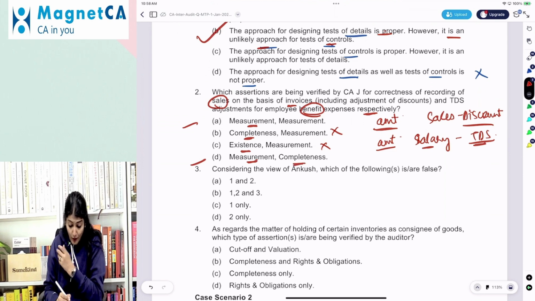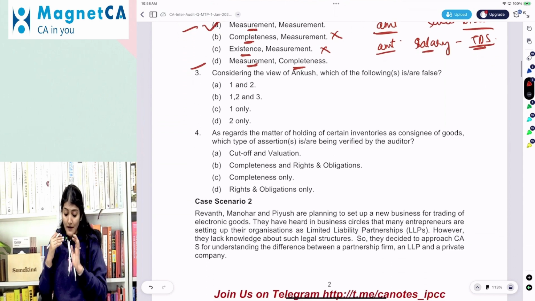They are not talking about all. So that is why the correct option will be A. Right? That is why the correct option will be A.